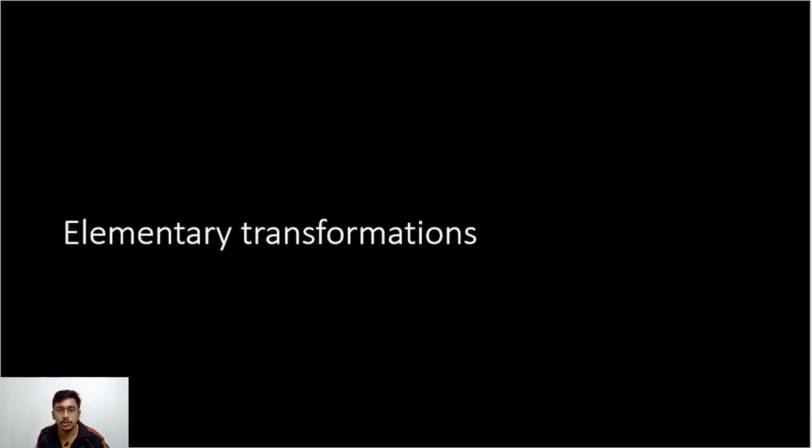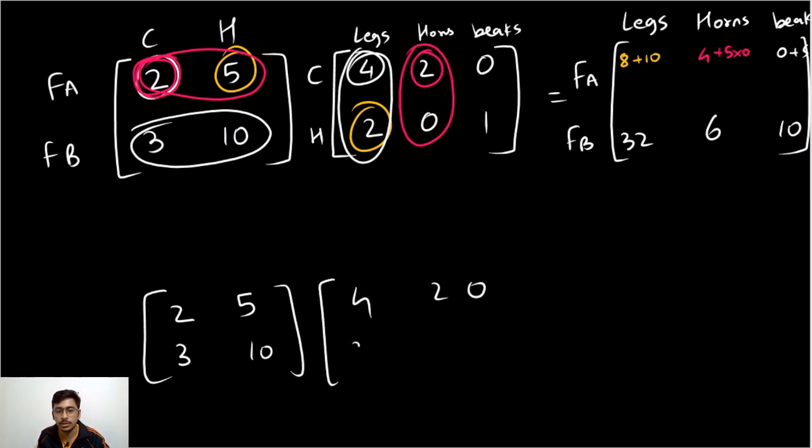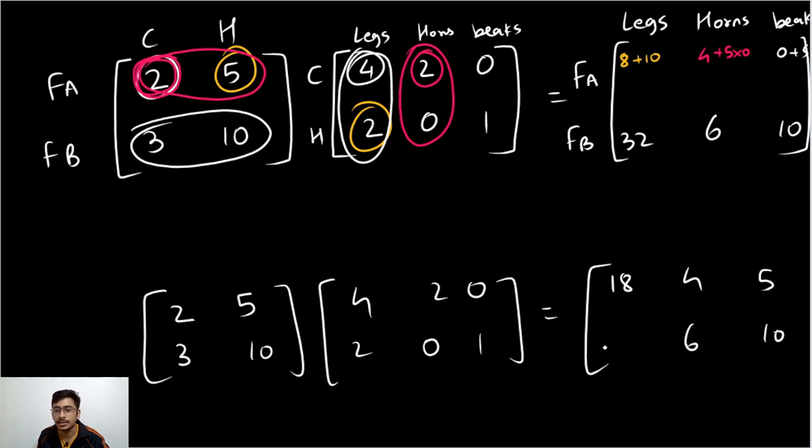Now let's understand some elementary transformations. So what are elementary transformations? Let's say we go back to our original question. In this question we had 2 cows, 5 hens, 3 cows, 10 hens, and we multiplied it with 4 2 0 2 0 1 to get a matrix which is basically 18 4 5 10 6 and 32, correct?